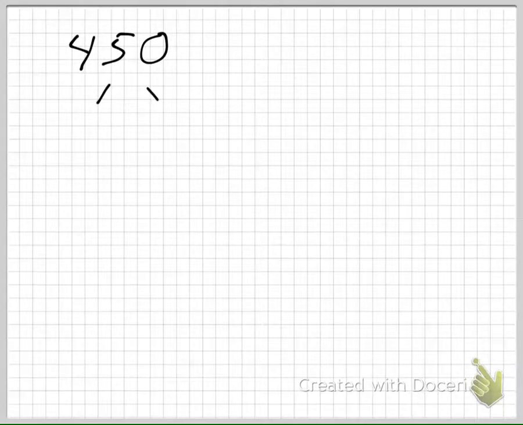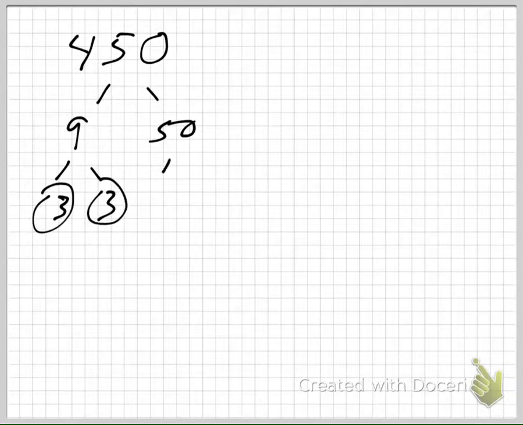So let's do 9 and 50. Are either one of those prime, 9 or 50? No. They're not prime, neither one. Okay, what do I have to do then? I have to go, what are the factors of 9? 3 and 3. Are either of those prime? Yes. Both.